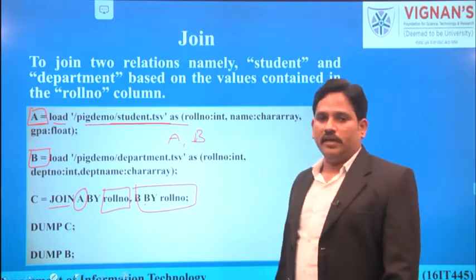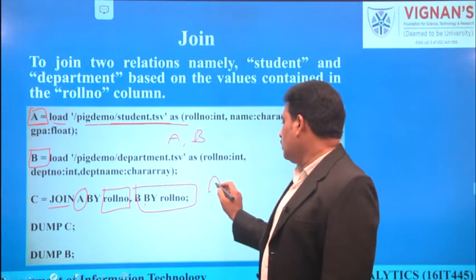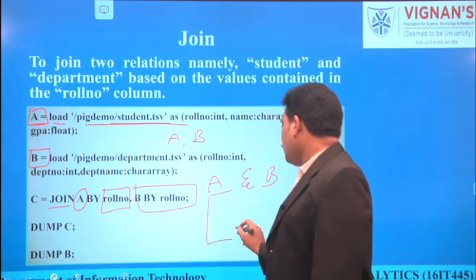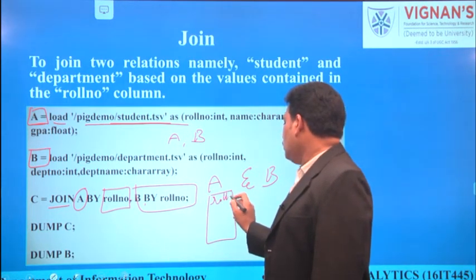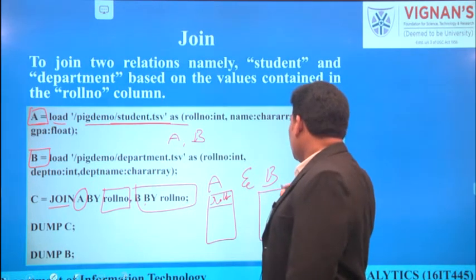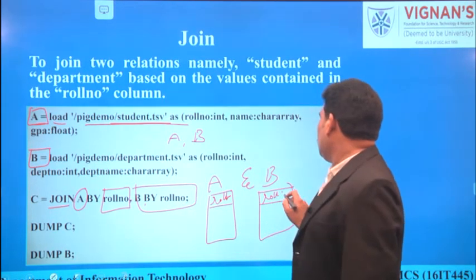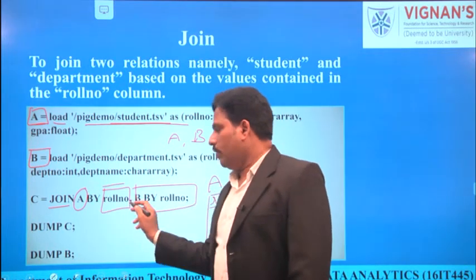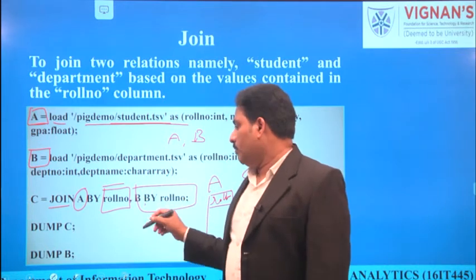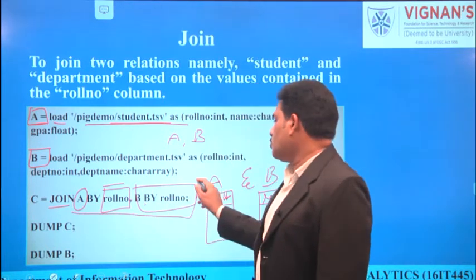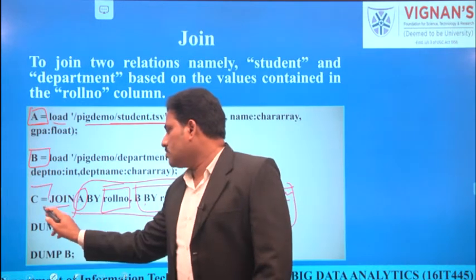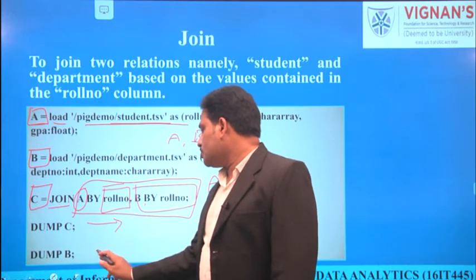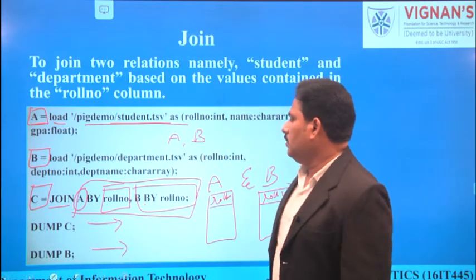Here we are joining two tables, two relations, the values of A and the values of B. Try to get the values of A based on the roll number, try to get the values of B based on the roll number, and combine. So this is what we are applying: join A by roll number, B by roll number. After combining both values of A and B, the result is going to be saved in C. Now we are dumping the values of C.